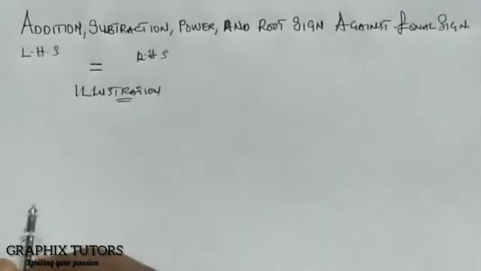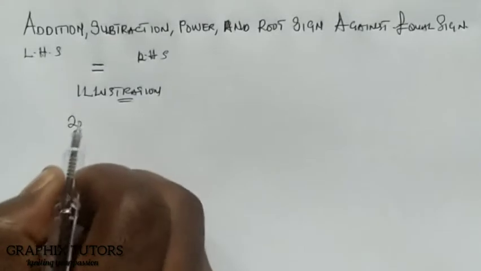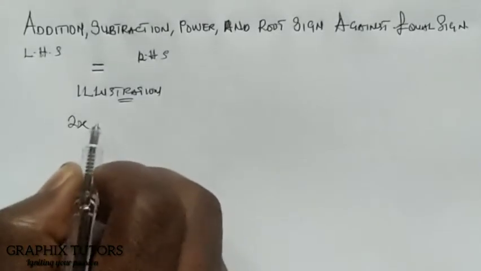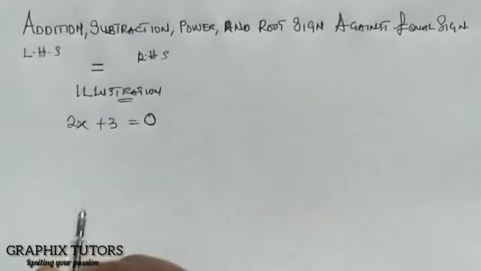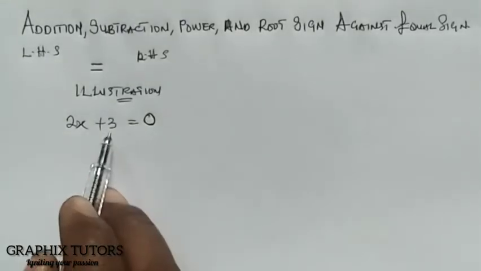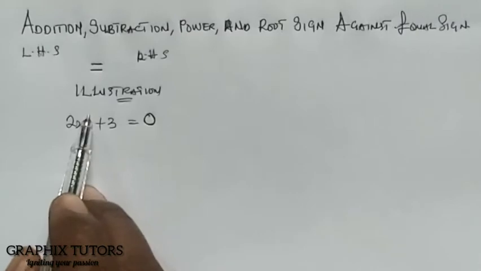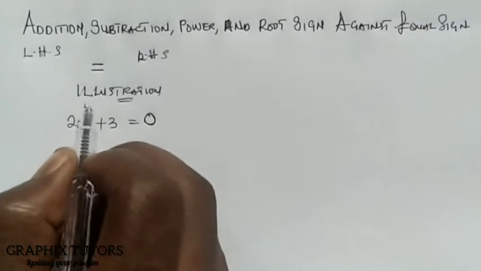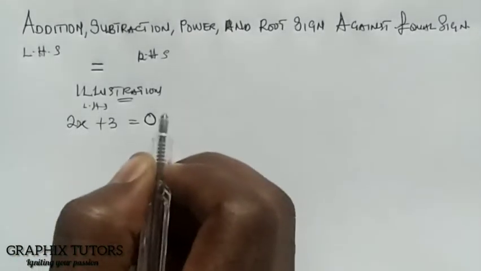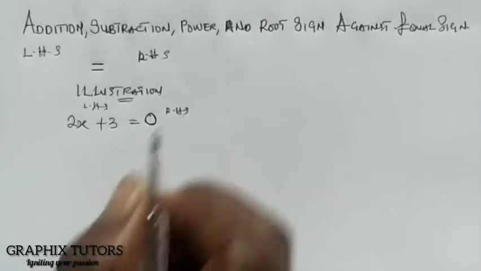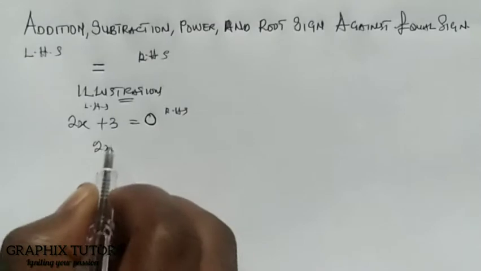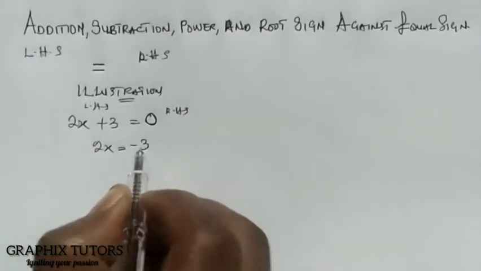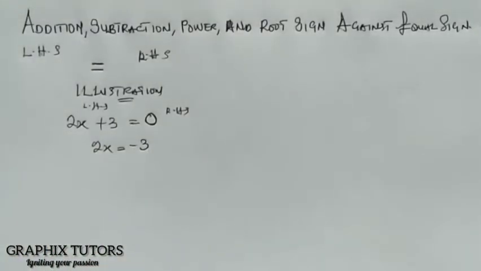For instance, if I say 2x plus 3 is equal to 0. We know this side here is my left hand side, and this side here is my right hand side. So when this 3 is coming here, it becomes 2x is equal to minus 3. It changes, right?